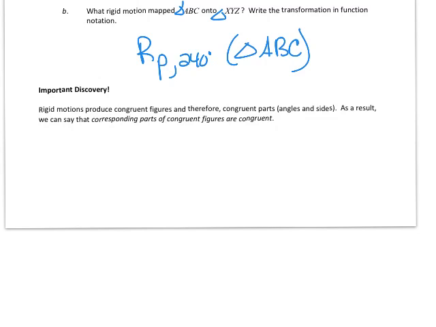We had a rigid motion, and here's kind of the meat of the lesson. This is pretty important. We're going to be saying this over and over and over again. Rigid motions produce congruent figures and therefore congruent parts. As a result, we can say that corresponding parts of congruent figures are congruent. Any image that undergoes a rigid motion, which means a rotation, a reflection, or a translation, is going to produce a congruent image.